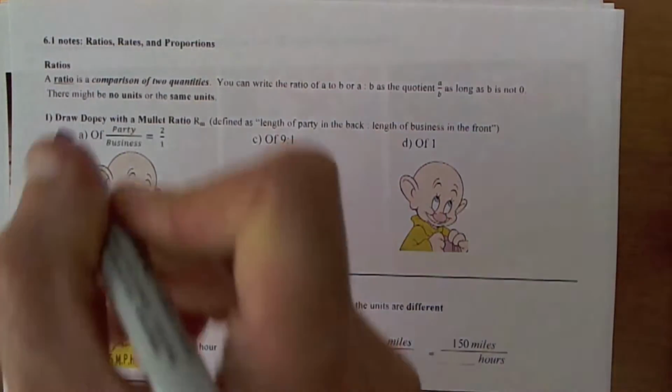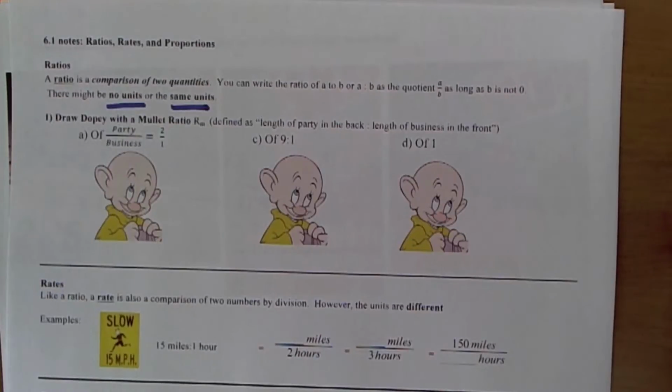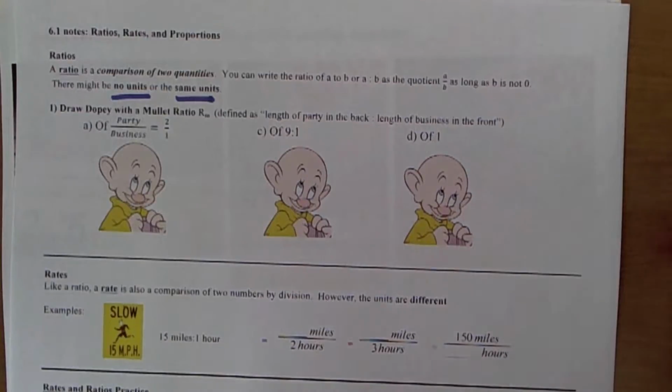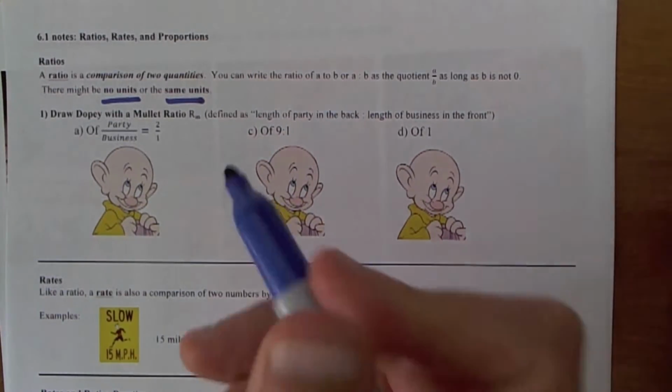The key thing with ratios is there is going to be either no units or the same units. So you're going to have like meters over meters, the meters cross off, or miles over miles, same units, they can cross off. So you can also write that as no units. Okay, so a ratio, I think we understand that. We've heard that term before.